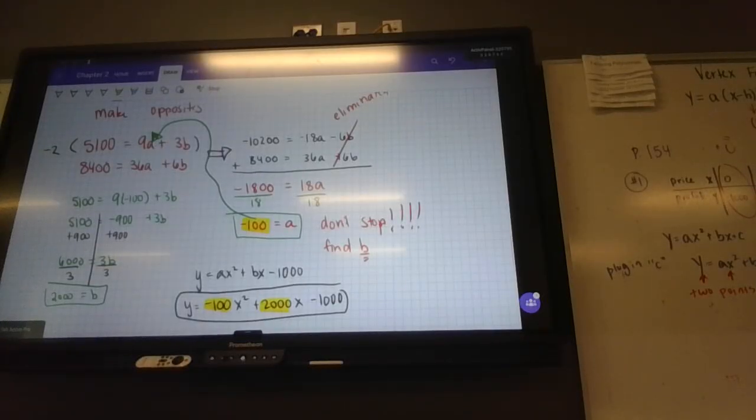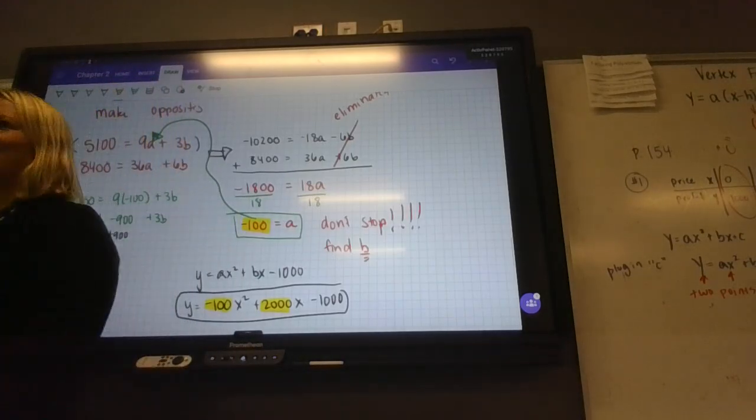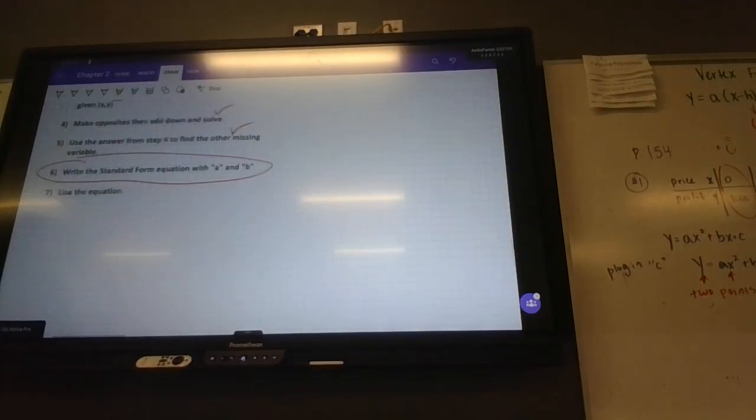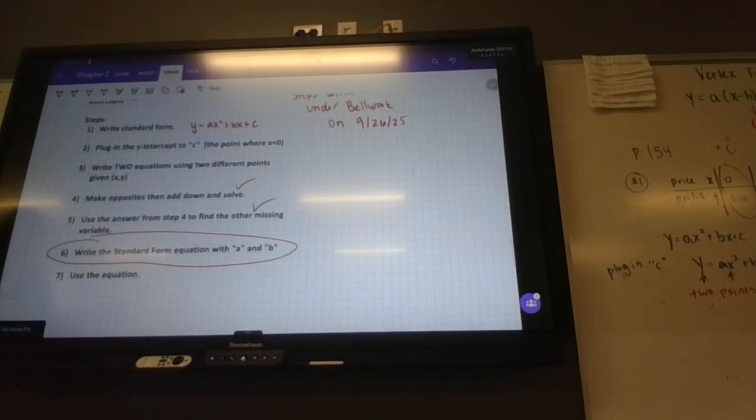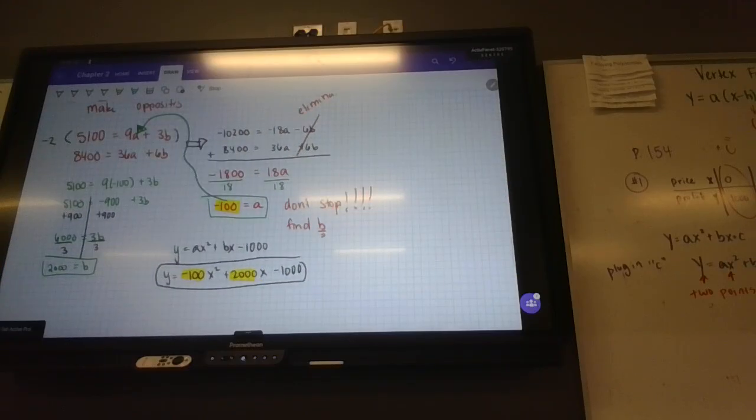What's crazy is now we have to find the maximum profit. Oh my god, we're not done? We just got the equation. I know. We could go to Desmos.com. They always want you to use the equation. So what is the maximum profit?